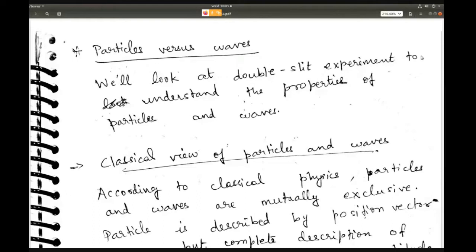And then we talked about the de Broglie wavelength and how the wavelength and momentum of the electron are related to each other, right? So this was what we saw in the previous lecture.